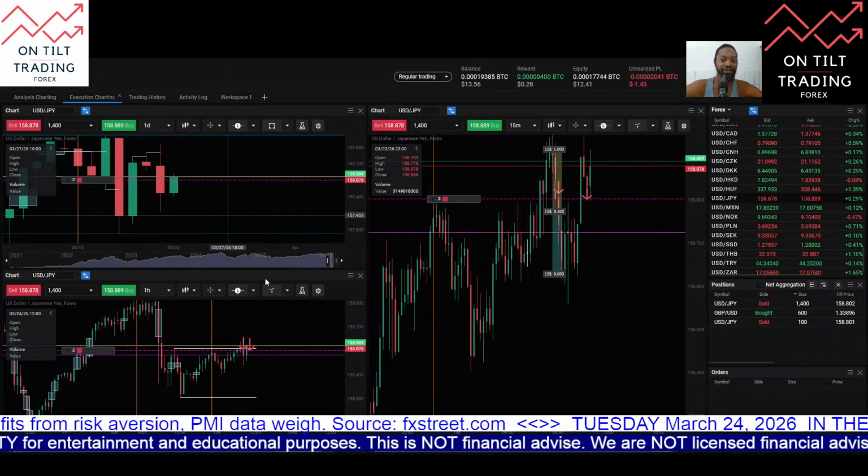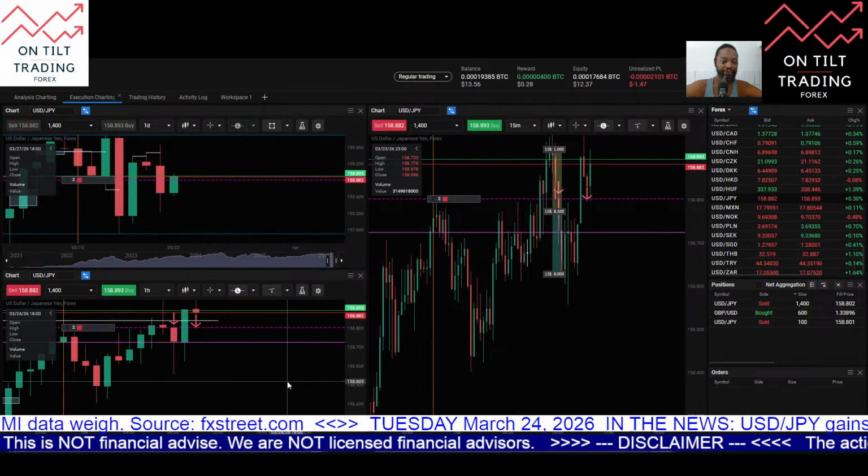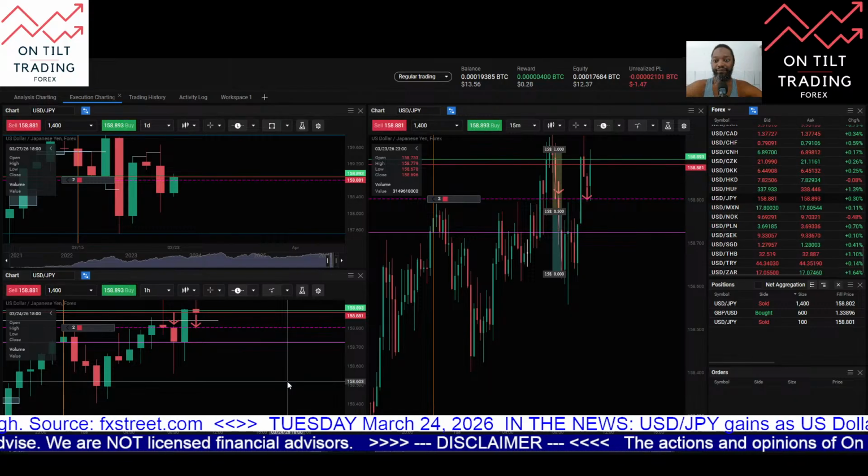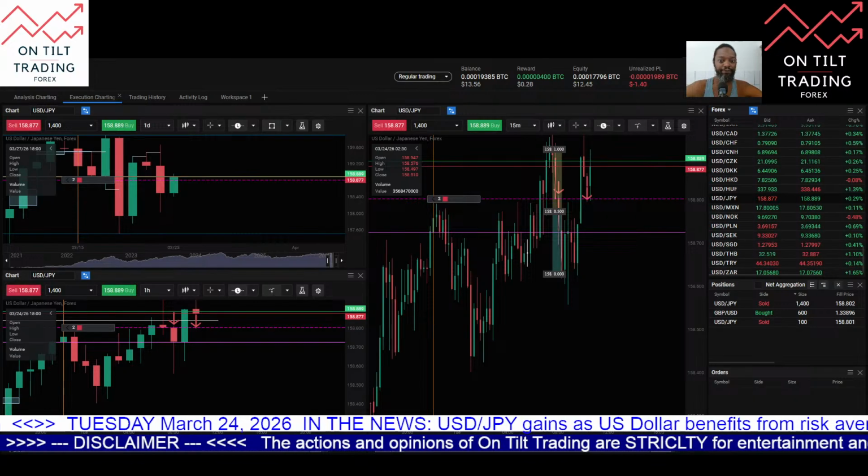Come back to dollar yen, seeing some return to sell side delivery here, and we'll see if it can continue sell side delivery.